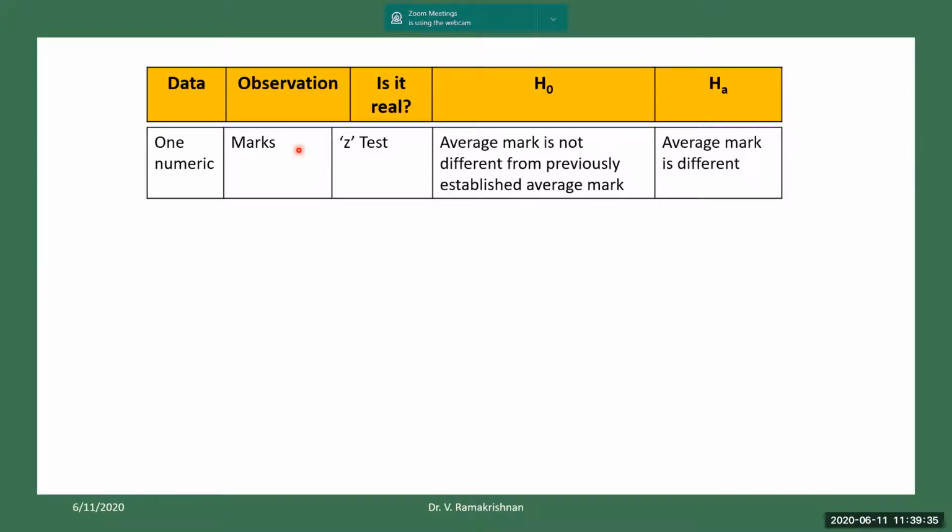Marks you want to say. You have claimed 70%. And then they are claiming something else. The average mark is not different from the previously established average mark. That means the average mark is only 70%. That is the null hypothesis. Now, the average mark is different from 70 is the alternative hypothesis. Now you know how to make the null hypothesis statement and the alternative hypothesis statement.